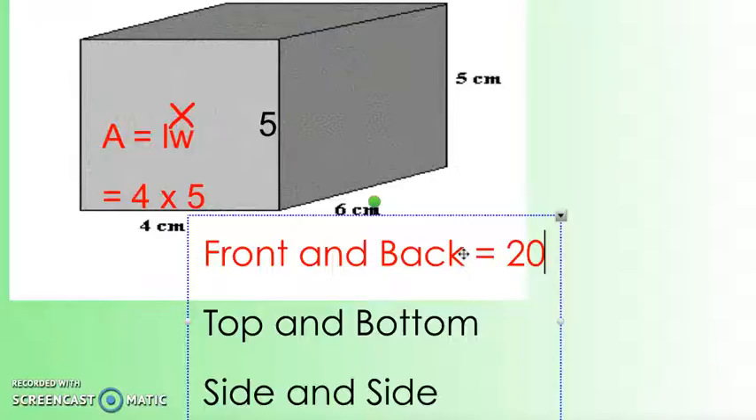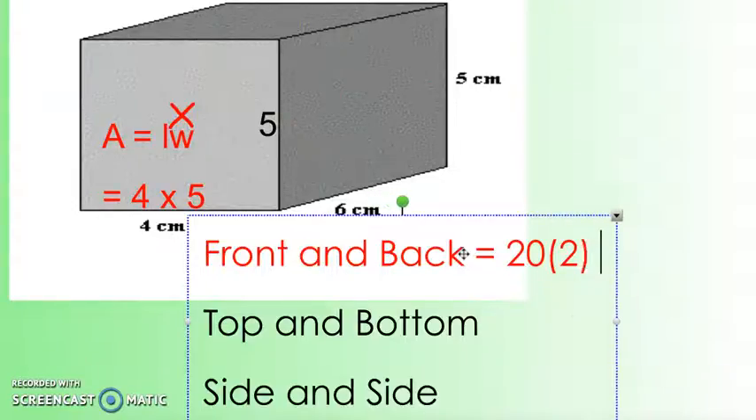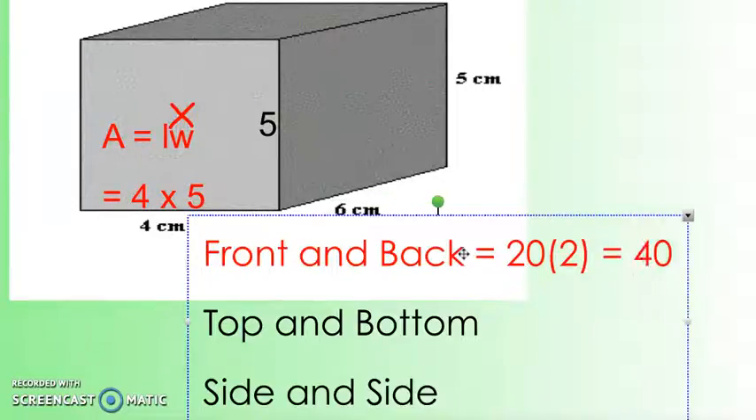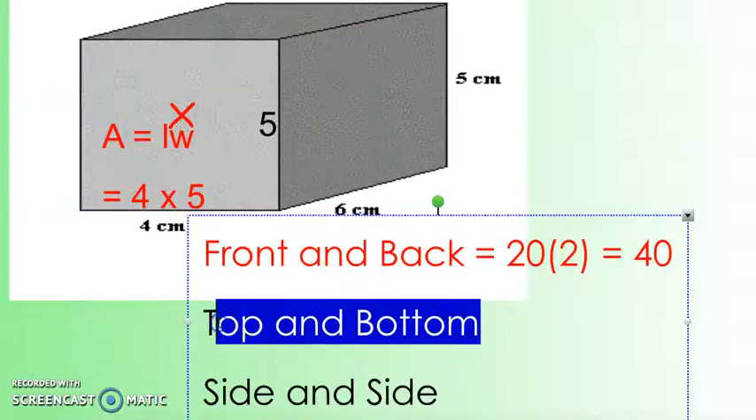Well, we found so far the area of the front, but there also is a back. So what do I do with the 20 so that I use it twice? Because I need to use 20 for the front, 20 for the back. Yeah, I'm going to multiply by 2. If I multiply by 2, I get 40. And that would be my total then for the front and the back. That's the total area for front and back.